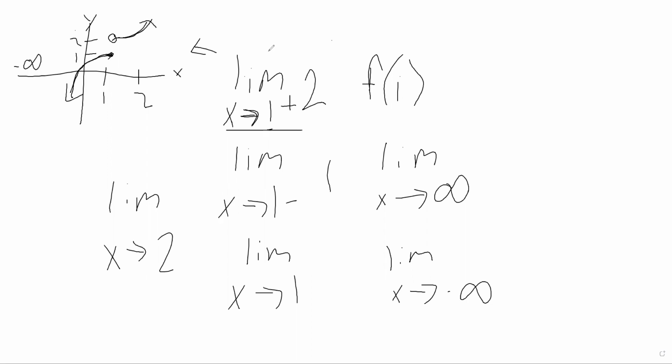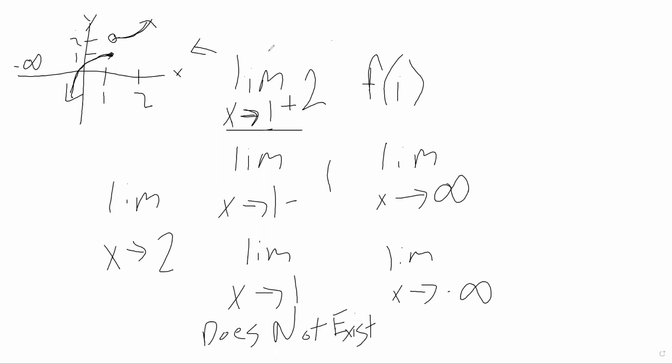So we did this for 1. When x approached 1 from the positive direction, it equaled 2. And when x approached 1 from the negative direction, it equaled 1. So obviously they're not the same. So this does not exist.